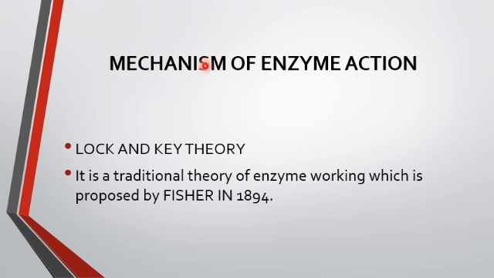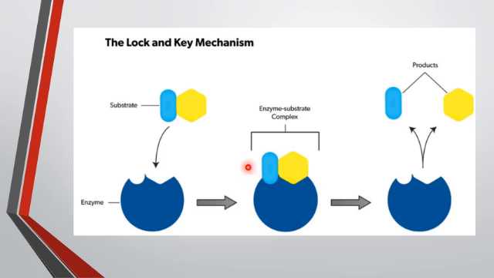Next is very important, that is the mechanism of enzyme action, and the hypothesis which we will discuss here is the lock and key theory. It is the traditional theory of enzyme working, proposed by Fischer in 1894. In this image you can see the enzyme has specific sites. These are known as the active site, in which the specific substrate will come and bind.